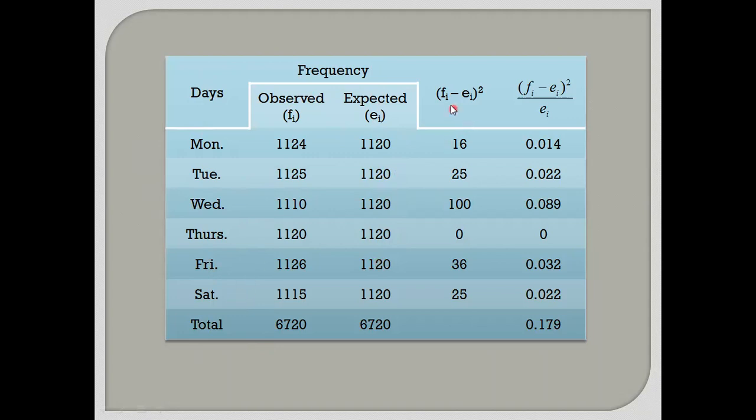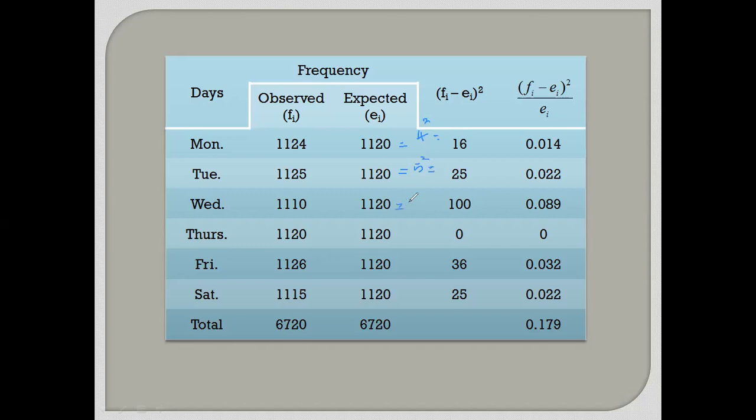Then we find the Fi minus Ei. This is the formula we have to use. First we find the numerator, Fi minus Ei, the whole square. 1124 minus 1120, the difference is 4, and if I square this I get 16. Like this, the next difference is 5, and squaring gives 25.